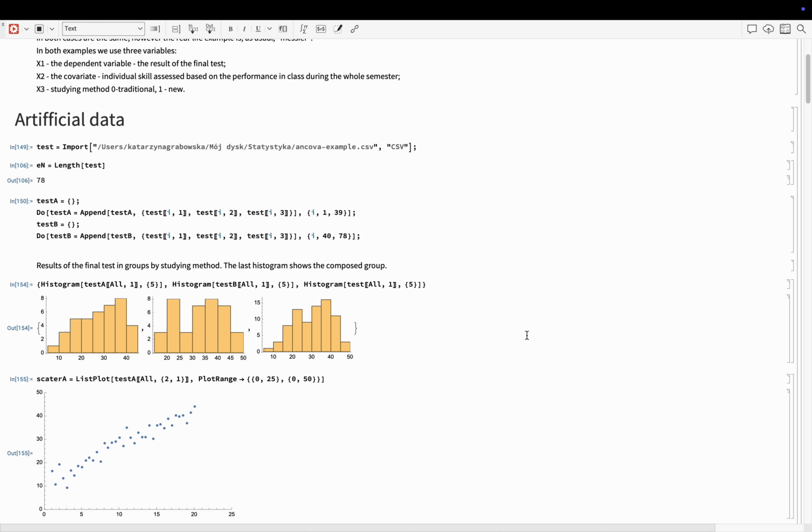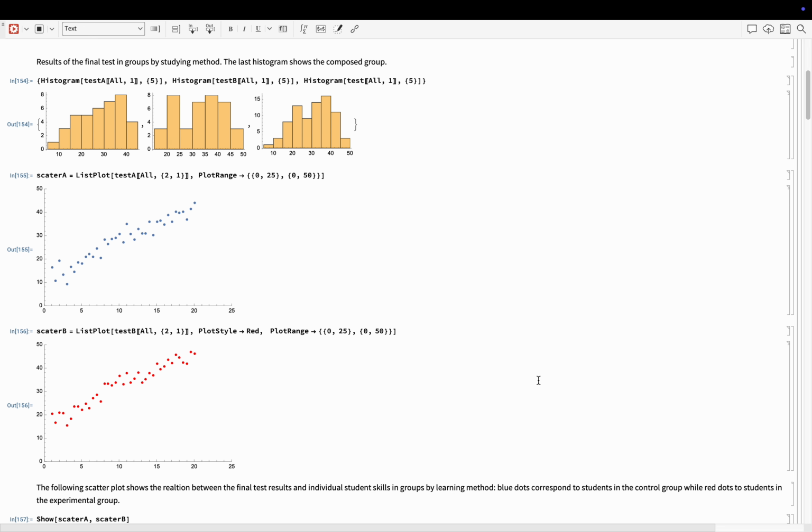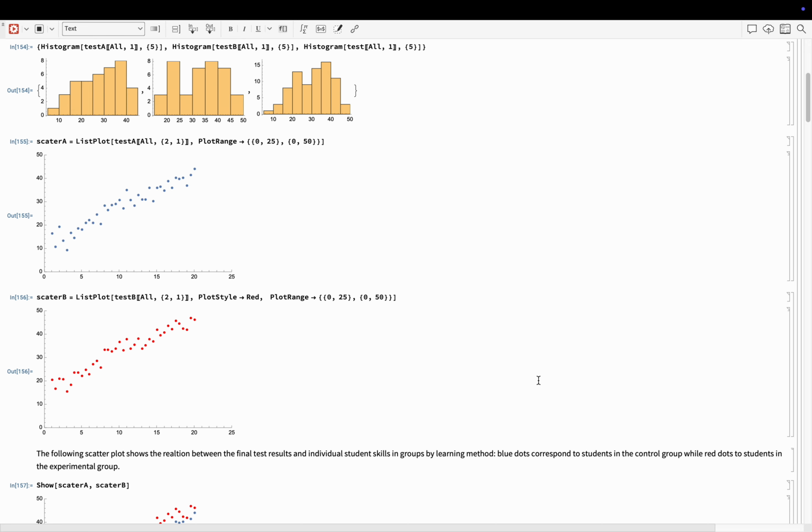Here we have some information about the data itself. The histogram of the results of the exam in the group studying in the normal way, the histogram in the group studying using the new method, and the histogram in the whole composed group of students. And to investigate linear dependence between a covariate and the dependent variable, we look at the scatter plots.